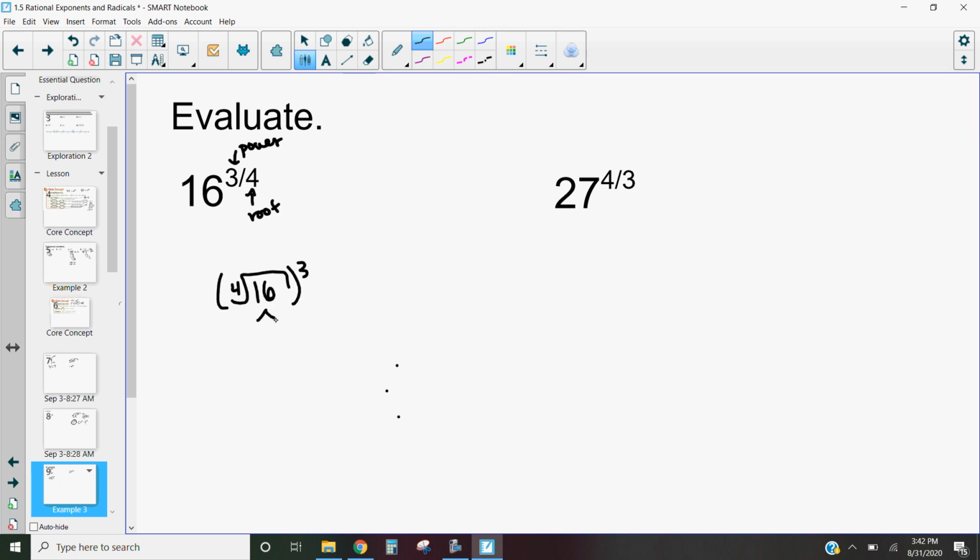Let's figure out what the fourth root of 16 is. 2 to the 4th is 16, so that's going to be 2. Now, is it just 2? No. 4 is an even number and 16 is positive, so that means we actually have 2 solutions here.